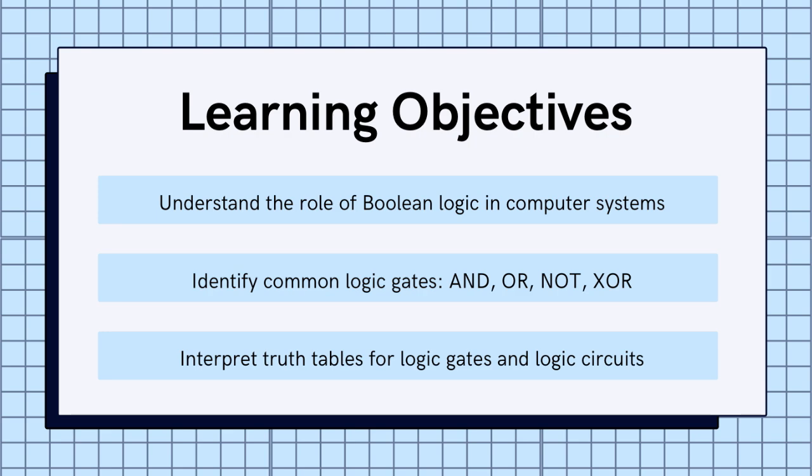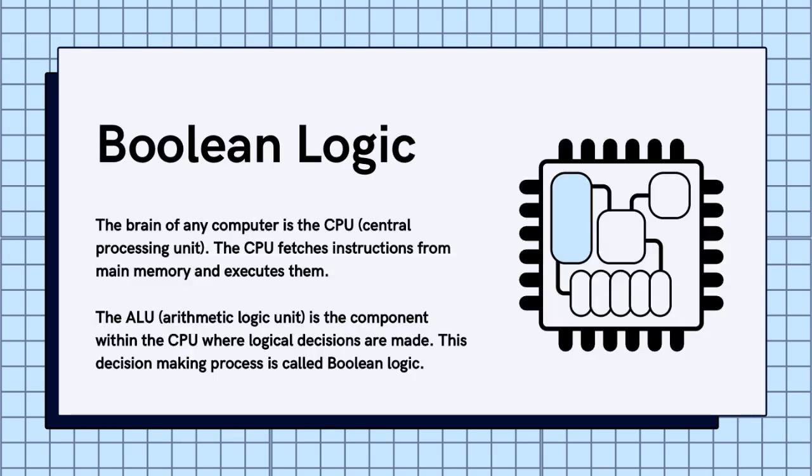Boolean logic provides the foundation for all digital decision-making, enabling computers to perform complex operations through simple true or false values. By the end of this slide, you'll see how these concepts connect to the bigger picture of digital electronics and computing. This knowledge is crucial because it helps us understand how computers process information at the most fundamental level. Let's take a closer look at Boolean logic, which is fundamental to how computers make decisions.